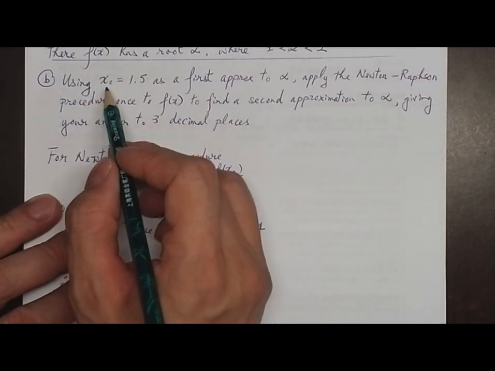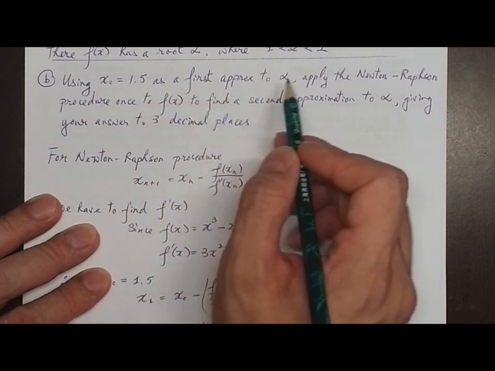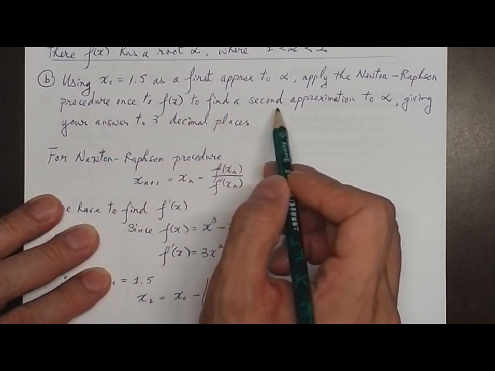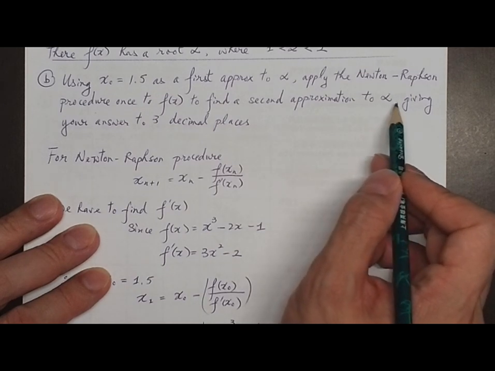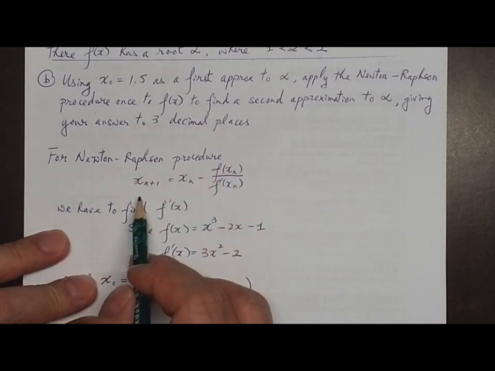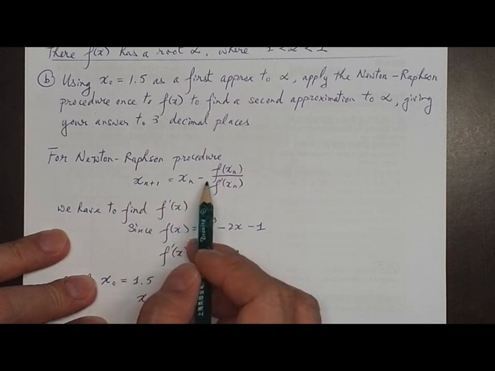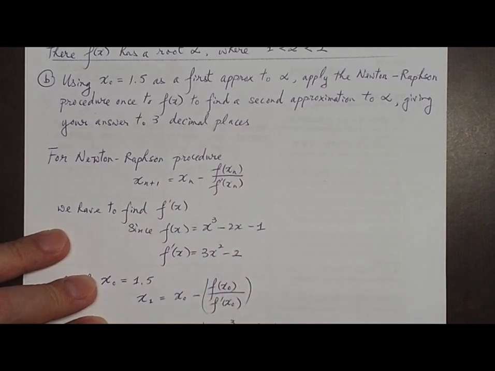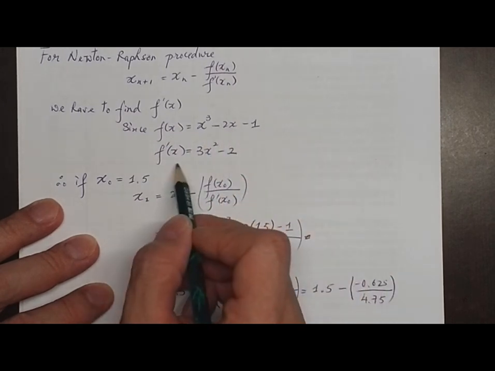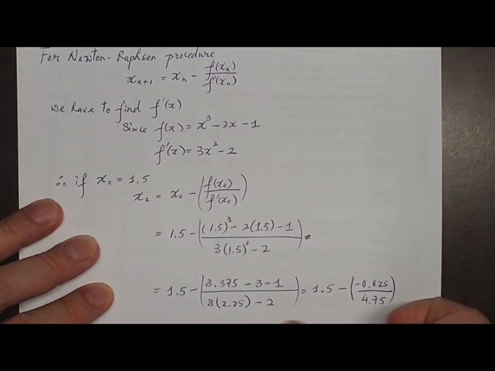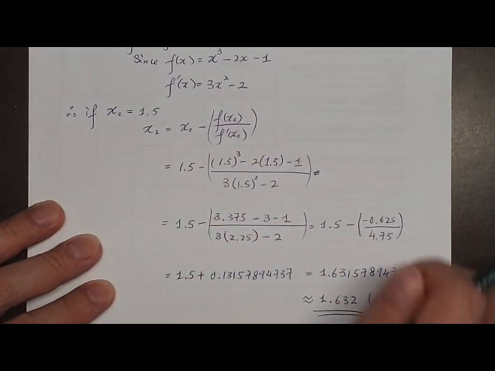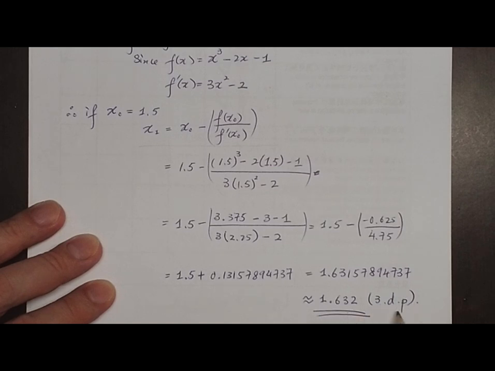Part b, using x0 equal 1.5 as the first approximation to alpha, apply the Newton-Raphson procedure once to find a second approximation to alpha, give your answer to 3 decimal places. So for Newton-Raphson's procedure, we have the formula x(n+1) equal to xn minus f(xn) over f dash of xn. So we have to find the f dash x first. Since f(x) is equal to x squared minus 2x minus 1, f dash x is equal to 3x squared minus 2. If we substitute x0 equal to 1.5 into this formula, we got x1 is equal to 1.623, rounded to 3 decimal places.